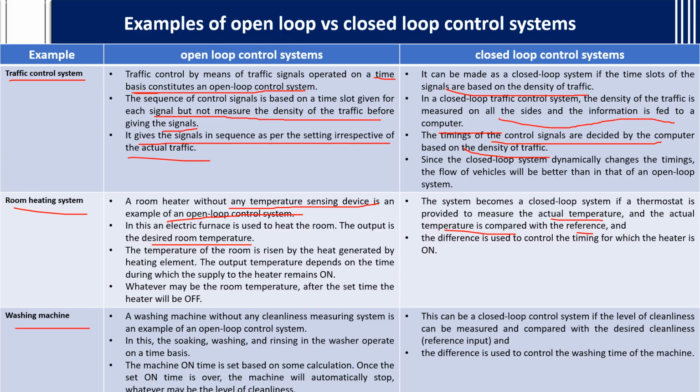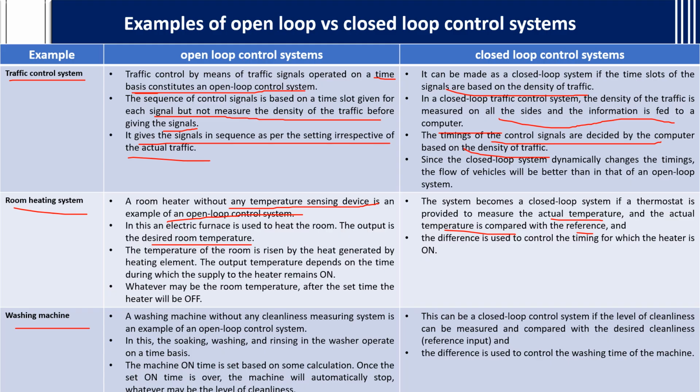A washing machine without any cleanliness measuring system is an example of an open loop control system. In this, soaking, washing, rinsing in the washer operate on the time basis. The machine on time is set based on the same calculation. Once the set on time is over, the machine will automatically stop, whatever may be the level of cleanliness. What we want from a washing machine is that it needs to clean well and give very good clothes with all dirt removed. That is what we require.